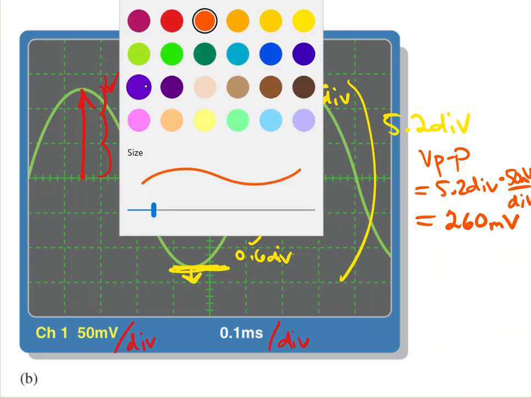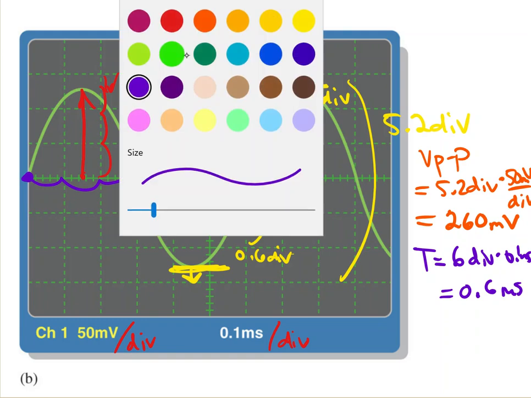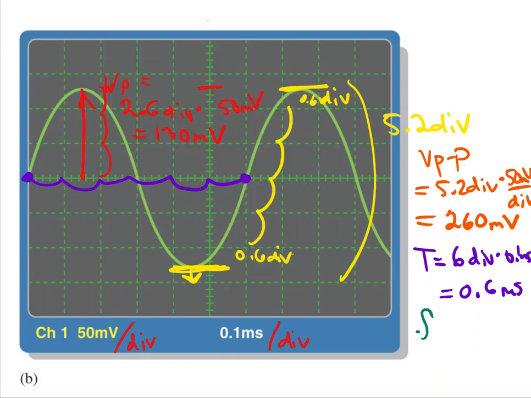Okay, the period of this waveform: I can see that one period goes from here to here. If I count that, I've got 1, 2, 3, 4, 5, 6 divisions. That makes it easy for us because it's even divisions. I've got 6 divisions times 0.1 milliseconds per division. That is 0.6 milliseconds. And the frequency is going to be 1 over the period, 1 over 0.6 milliseconds, which equals 1.667 hertz.